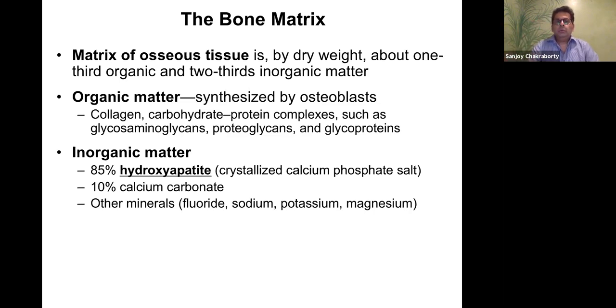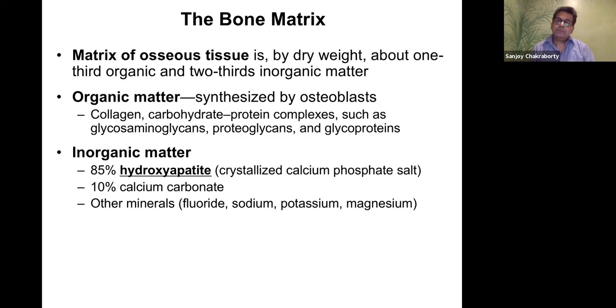So what is the organic matter? Organic matter is mainly synthesized by osteoclasts. Just remember that word right now; I'm going to come back to detail what osteoclast is. They include collagen, and carbohydrate-protein complexes, a lot of them, such as glycosaminoglycans, proteoglycans, and glycoproteins. These are carbohydrate-protein complexes, and along with collagen, one of the main proteins, together they make the organic matter. Inorganic matter, on the other hand, the majority of it is calcium salt.